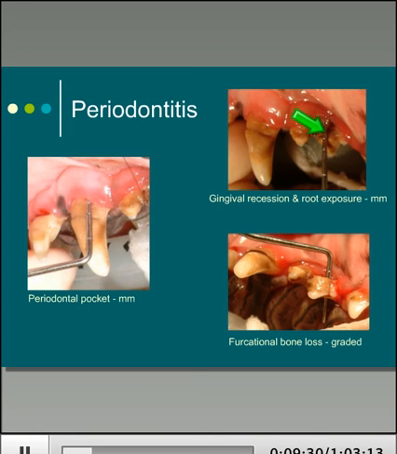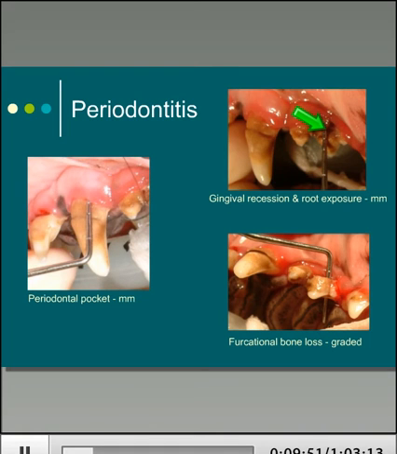Now, of course, this tooth might also have a pocket, so we might also go, well, we've got 5 millimeters of recession, and perhaps we've got maybe 3 millimeters of pocket formation as well. You can get them combined, and what you'll also see here is a multi-rooted tooth. It's a premolar, and we're getting furcational bone loss as well.